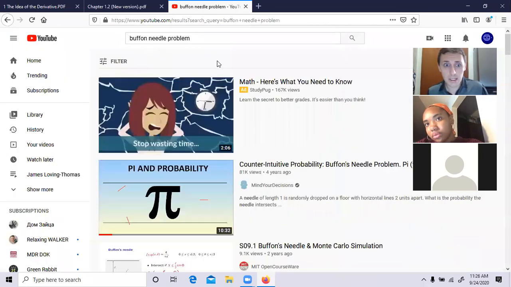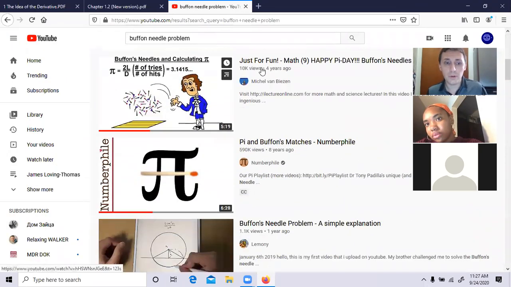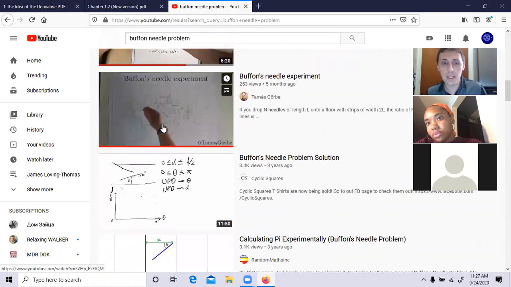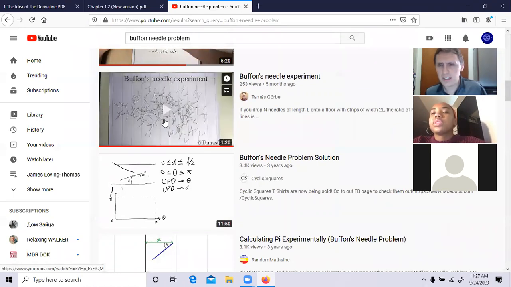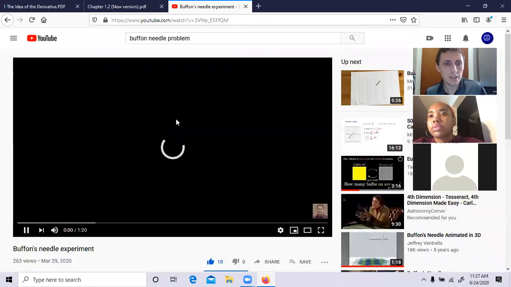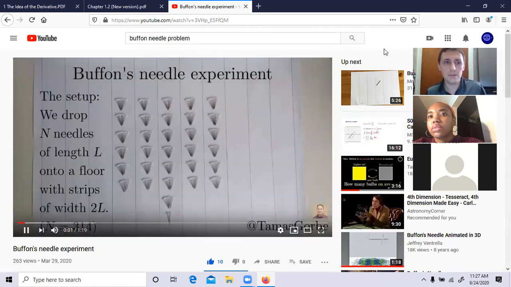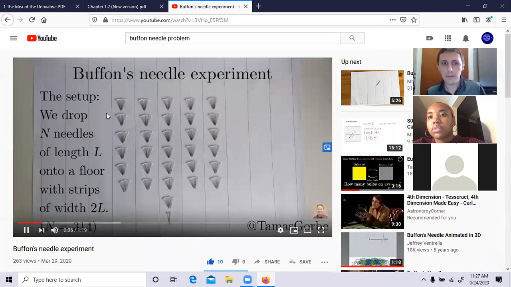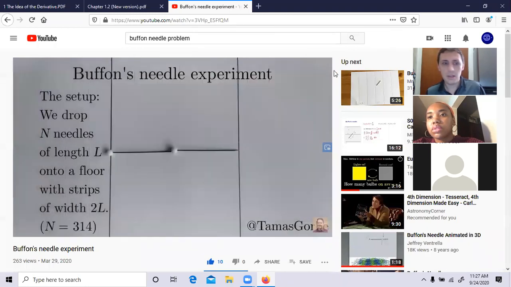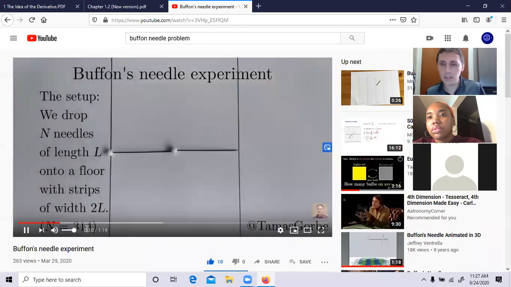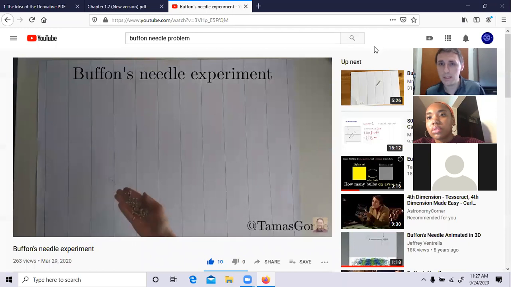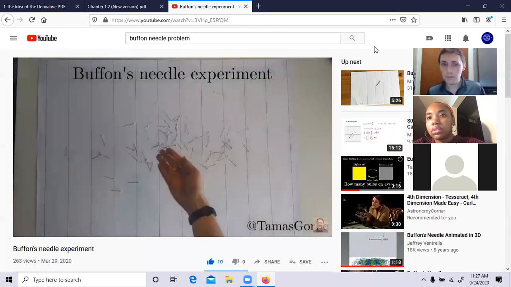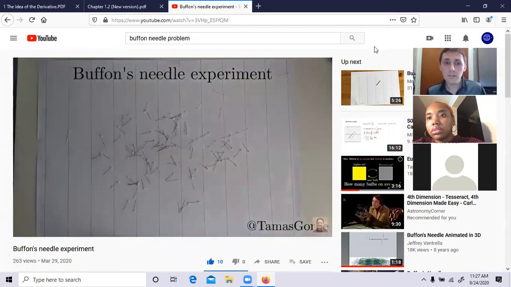So it was the idea of Count Buffon. He came up with this many years ago in the 17 something. Here is the video, right? So this is the setup. You see, you have a bunch of needles. He actually selected 340 needles that he's going to drop. And he actually made the distance between the lines to be twice as much. And then this is what you do. And you see some needles intersect and some do not.